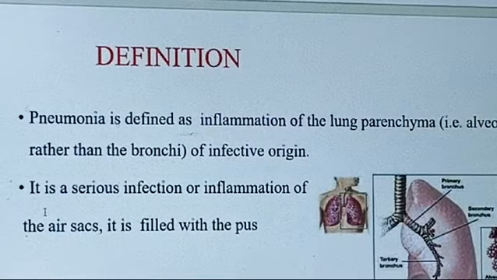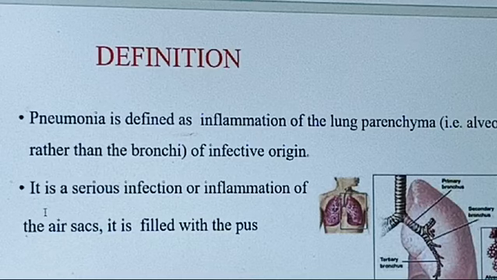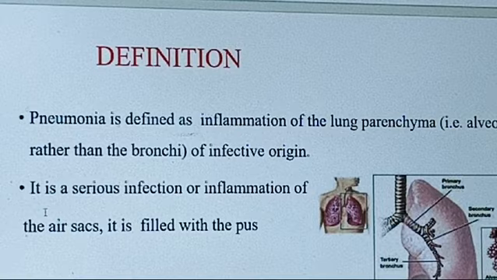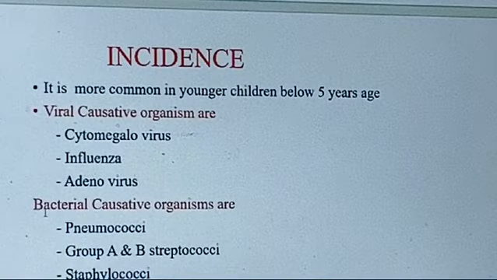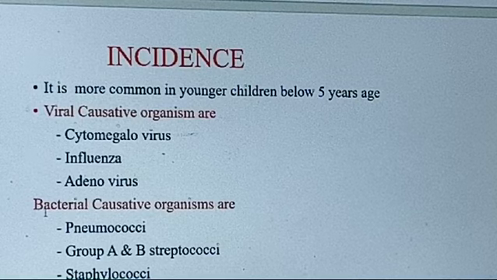Pneumonia is defined as inflammation of the lung parenchyma. It is a serious infection or inflammation of the lungs. It may also lead to pus formation in the lungs. Coming to incidence, it is mainly caused by viruses and bacteria, and the age group below 5 years is most commonly affected by pneumonia.